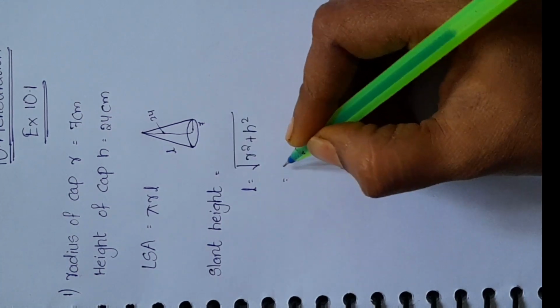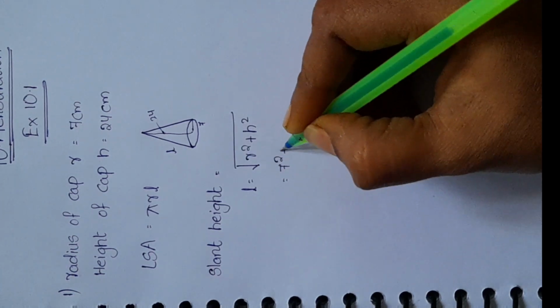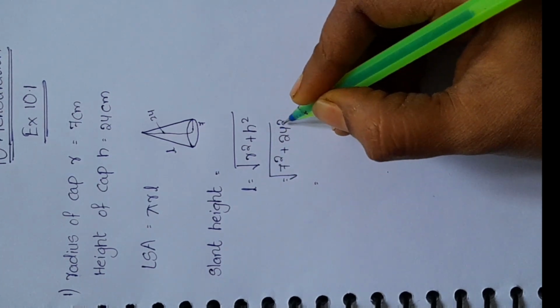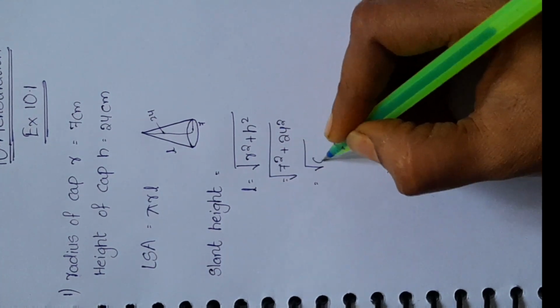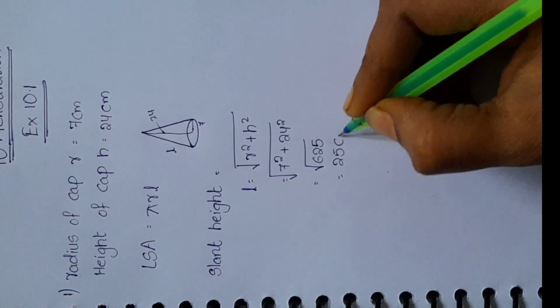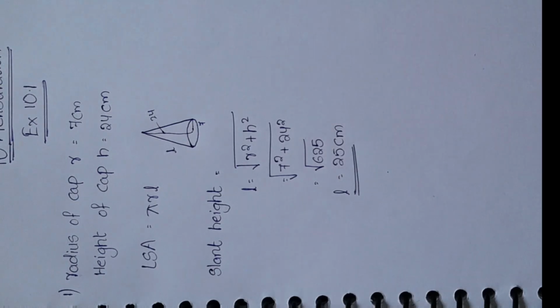Let us substitute the values now. r square is 7 square plus h square is 24 square. 7 square is 49 and 24 square is 576. On adding we get 625, whose root is 25 centimeters, the slant height of the cone.